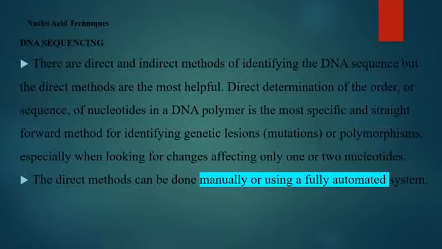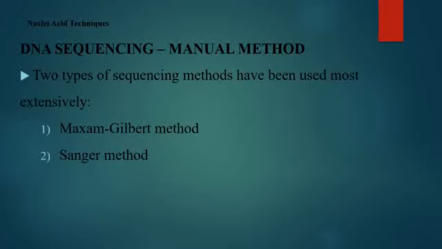I said there are direct and indirect methods of identifying DNA sequence, but the direct methods are useful. Now, the direct methods can be done manually or using a fully automated system. There are 2 manual techniques that are used, or 2 manual DNA sequencing methods. We have the Maxam-Gilbert method, that's made up of 2 people, and the Sanger method. You need to keep this in mind.